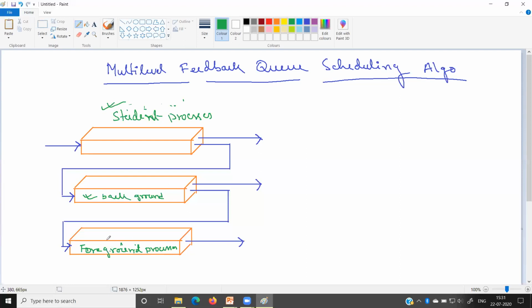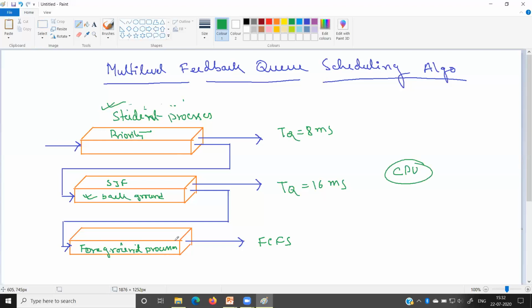Some time quantum is assigned for each queue. That means time quantum values, let us say a time quantum value TQ equal to 8 milliseconds is assigned over here. Another time quantum value TQ of 16 milliseconds is assigned over here. Let us say that the foreground queue uses the FCFS scheduling algorithm for the execution. This queue can use the priority scheduling algorithm, and this queue can use the SJF scheduling algorithm. So different queues can use different scheduling algorithms.